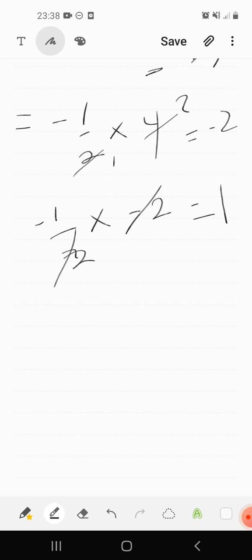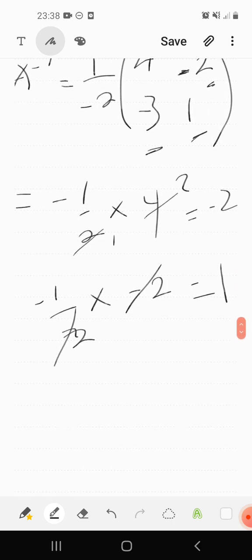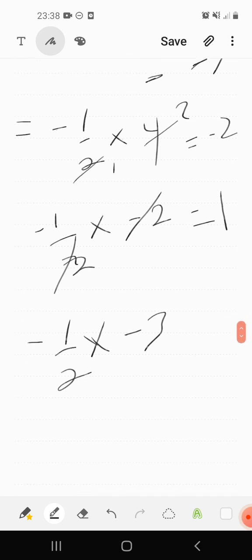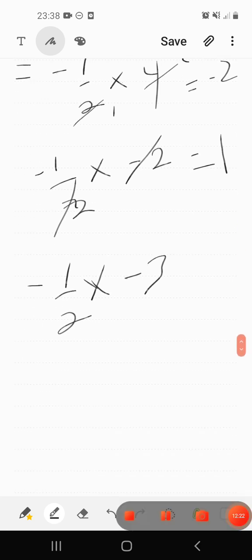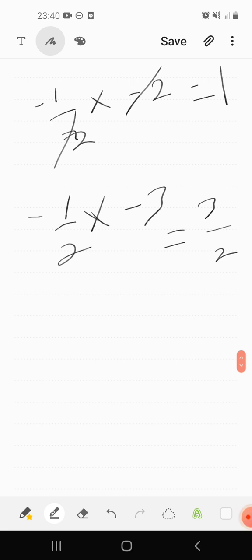Then we come to -1 over 2 times -3. The same thing, we are going to get positive 3 over 2, because negative times negative gives positive. So we get positive 3 over 2.